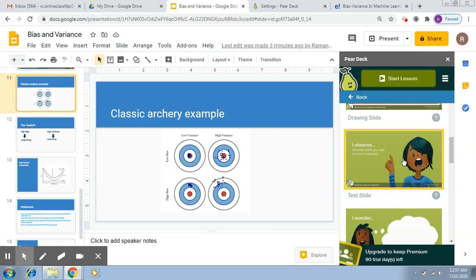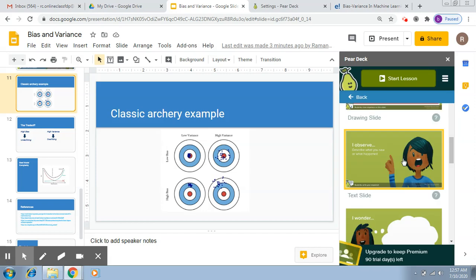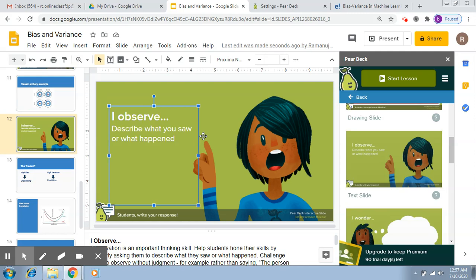I'm going to put an I observe, a very simple template. So I want the student to write what he observes from this particular figure, what he understands from this particular figure. So I just clicked on it. Describe what you comprehend from the figure. So the student is going to think about what the figure is all about and explain his observations. So this is how this slide looks like.